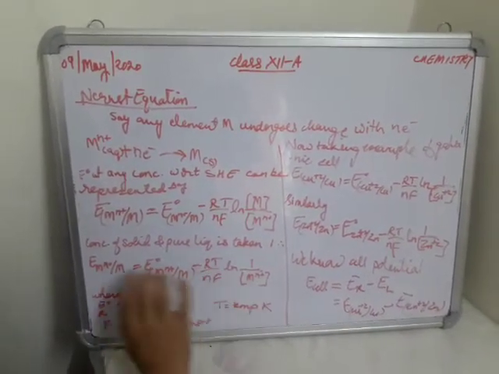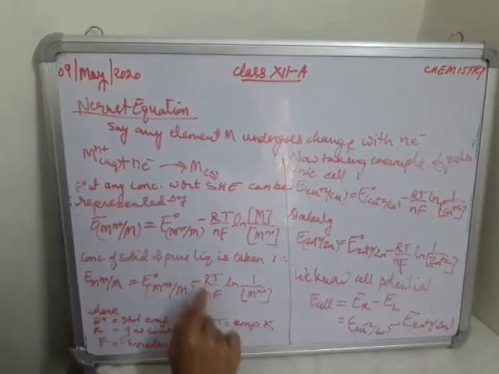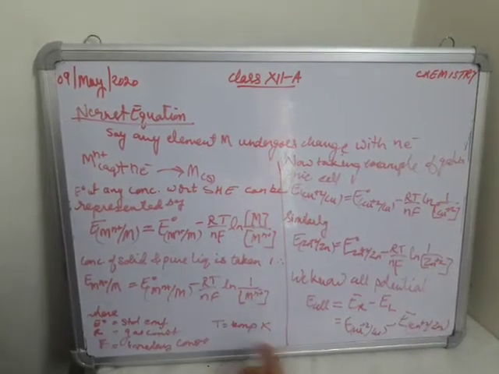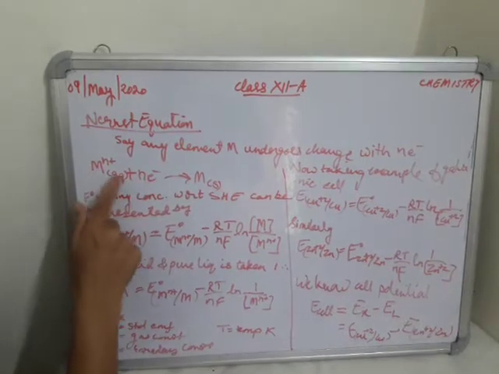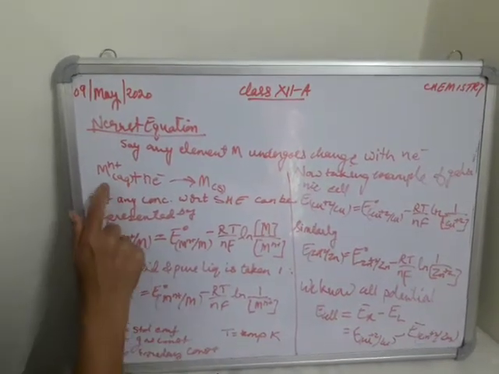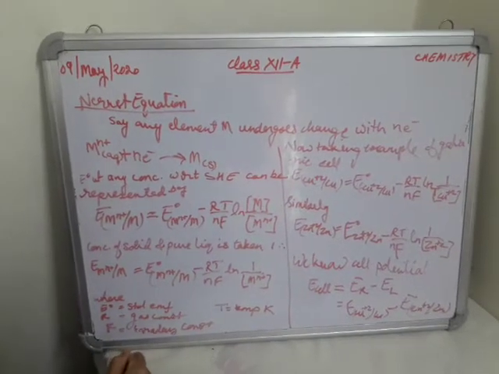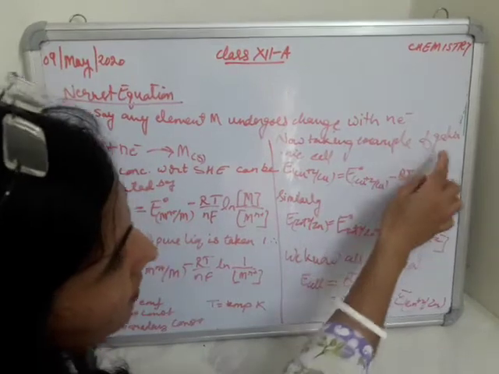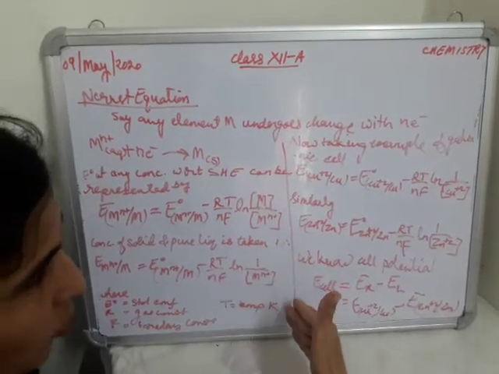Now children, we need to know all the terms used here. R is the gas constant, which we have already studied. T is the temperature in Kelvin. n is the number of electrons taken up by the oxidized metal to get reduced. And F is Faraday's constant. Now, this is the one standard equation.